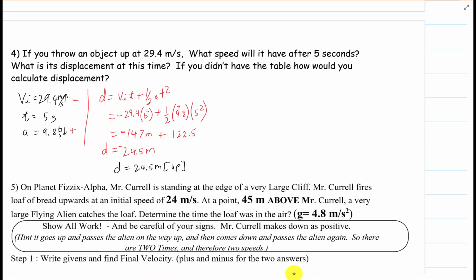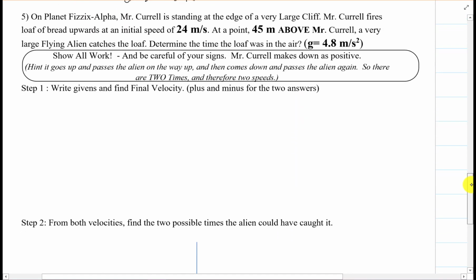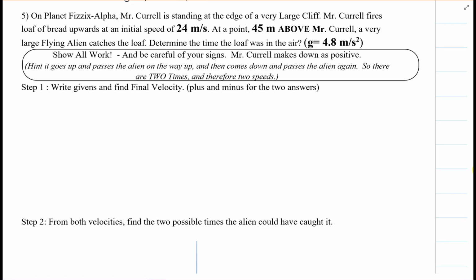Okay, so I'd like you to give number 5 a shot right now. On planet Physics Alpha, Mr. Curl is standing at the edge of a very large cliff. Mr. Curl fires a loaf of bread upwards at a speed of 24 meters per second. And at a point 45 meters above Mr. Curl, a very large flying alien catches the loaf. Determine the time the loaf was in the air. And I want to use the gravitational field strength of 4.8, because this is on another planet, so it's not 9.8.